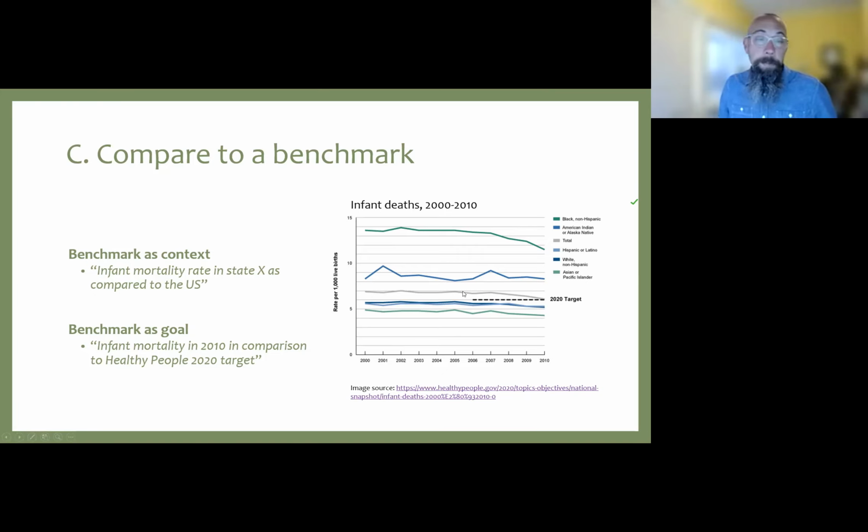This is race-specific infant mortality rates. And what they've done is they've just put in the target line so that you can see how different groups are doing in relation to the target. Not only are they there yet, but is anybody approaching the target? Are they going in the right direction? So benchmarks, I think in public health, we may use this pretty often, right? Thinking about how we visualize something in relation to a goal.